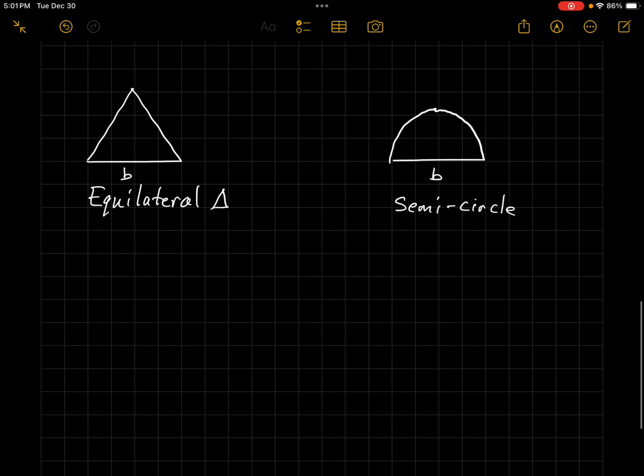Now, for the equilateral triangle, I'm not going to go into a lot of details. I'm just going to draw a few things to help us see what's going on. But if I drop the altitude in my equilateral triangle, I make a 30, 60, 90 triangle. And then I know that the area is 1/2 the base times the height, which means the volume is 1/2 the base times the height times dx.